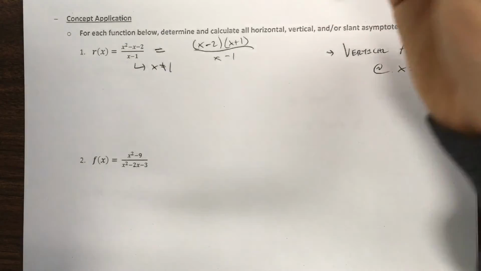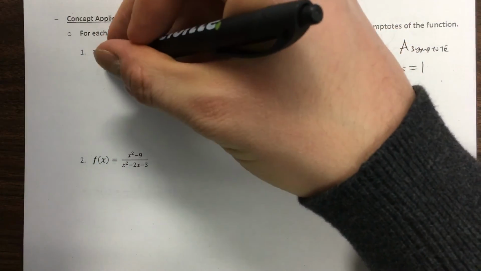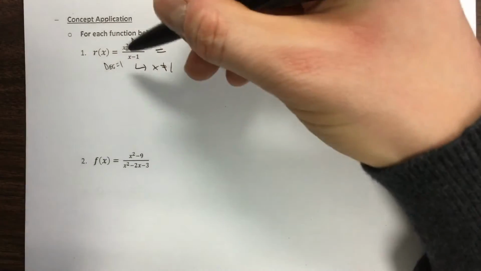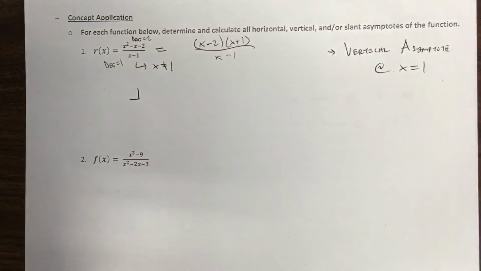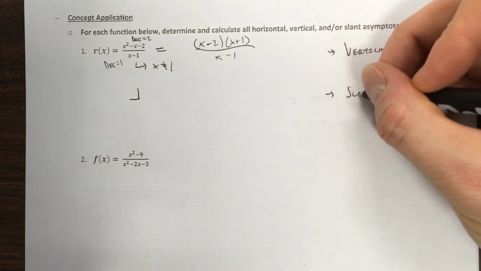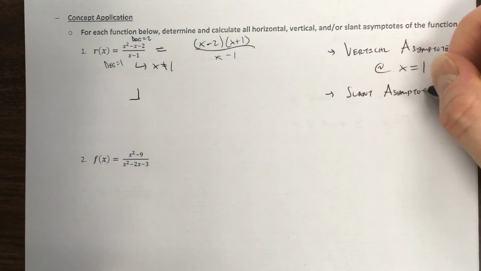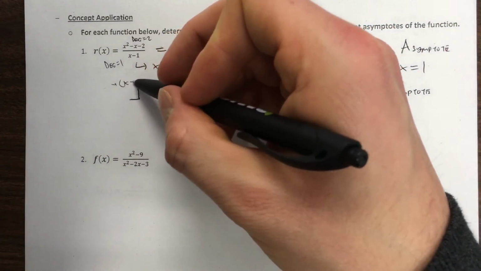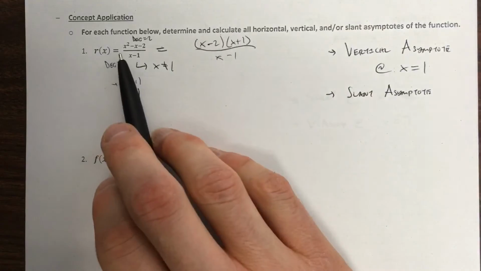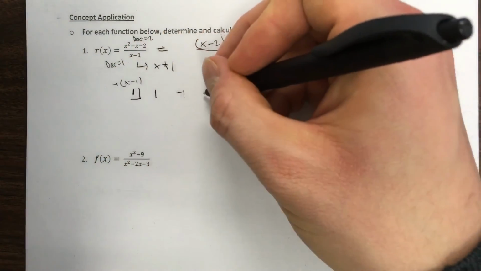Now, we have a degree of 2 in our numerator, and a degree of 1 in the denominator. If x doesn't have an exponent, it's a degree of 1. Now we can do synthetic division because it's going to have a slant asymptote. So if we do that, we're dividing by x minus 1, so this will be positive 1. And our coefficients are 1, -1, and -2.